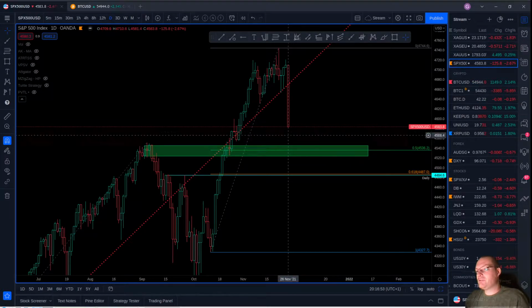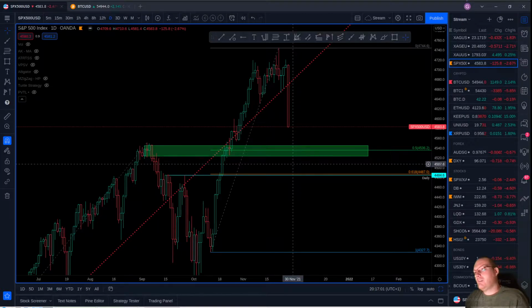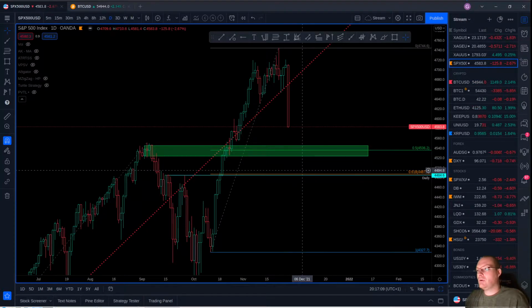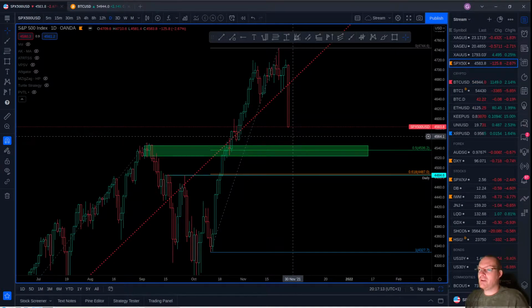If we end up somewhere in the middle, then I expect this would be just a trading day with not much volatility, and then probably the day after we would come down to either the 0.618 or the 0.5, depending on where we come down to.